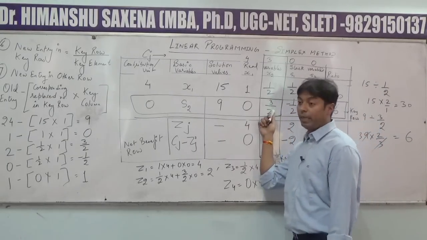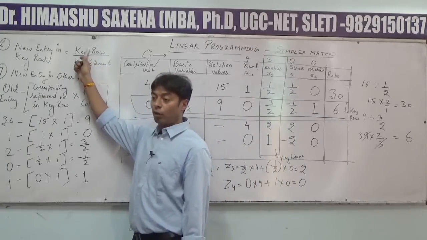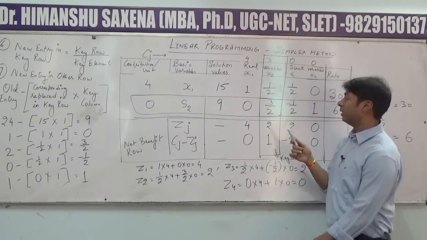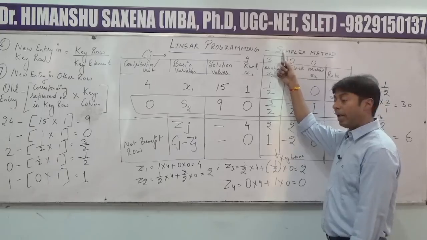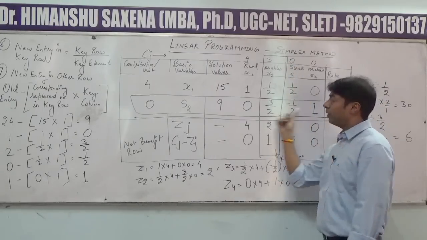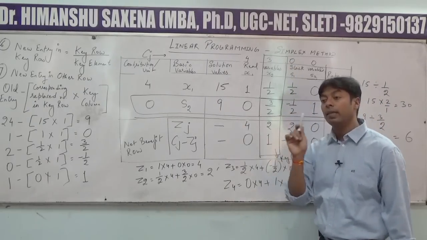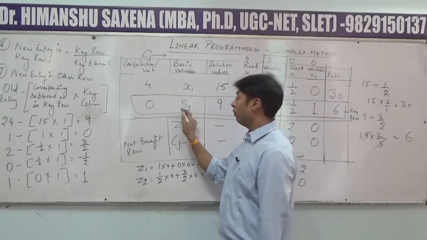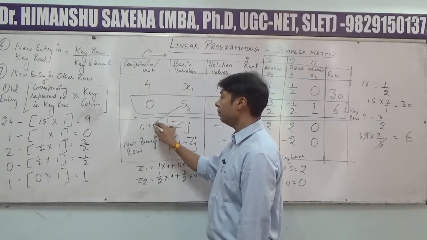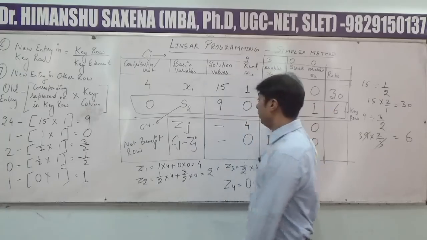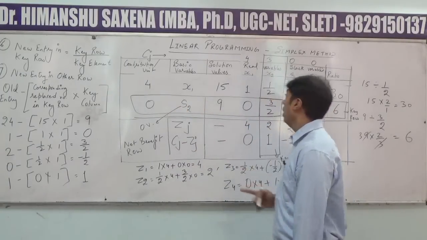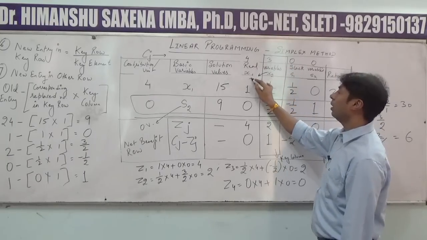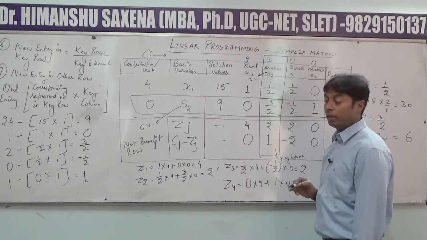It is going to play an important role in this formula number 6, for constructing or replacing the key row. So the element which lies on the intersection of key row and key column will be called as the key element. Two more concepts. S2 will be the outgoing variable since it is the variable of the key row, and the variable which is in the key column, x2, will be the incoming variable.